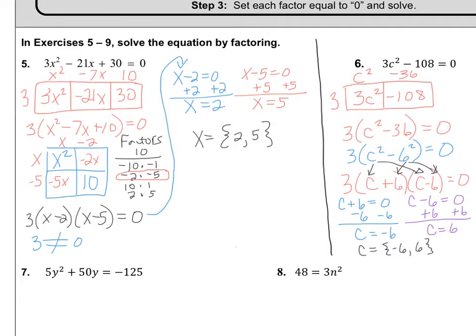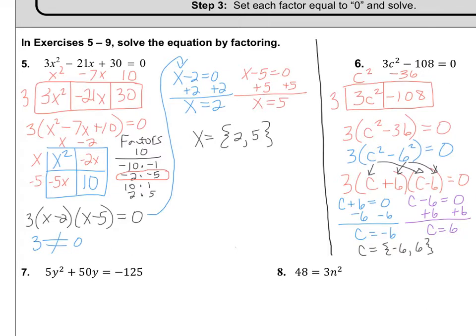Then on number 6, when I factored out my greatest common factor, I was left with a difference of two perfect squares inside my parentheses. So c squared and 6 squared. So I went ahead and split them apart to get my fully factored form. Then I set each factor equal to 0 and wrote my answer as a data set, c equals -6 and 6.